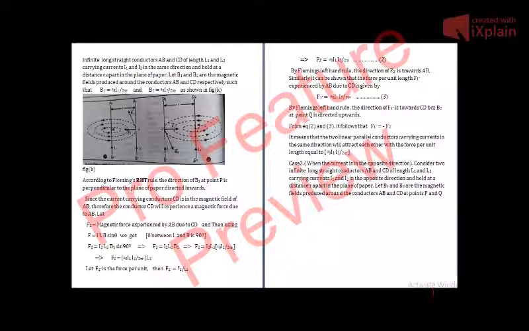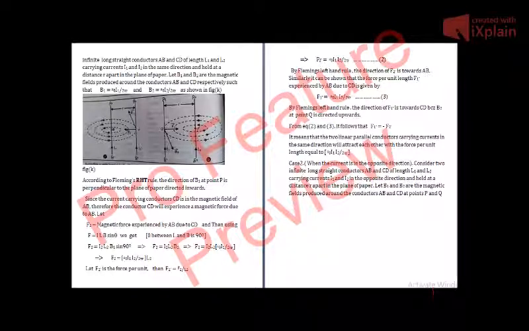When we substitute the value of B1, F2 will be equal to I2 L2 mu naught I1 upon 2 pi R, because we have already calculated the value of B1, that is B1 equals mu naught I1 upon 2 pi R. This implies F2 will be equal to mu naught I1 I2 upon 2 pi R into L2.